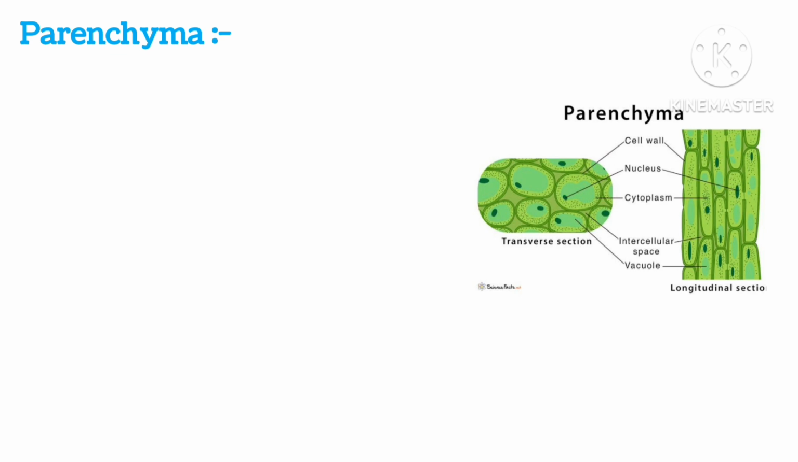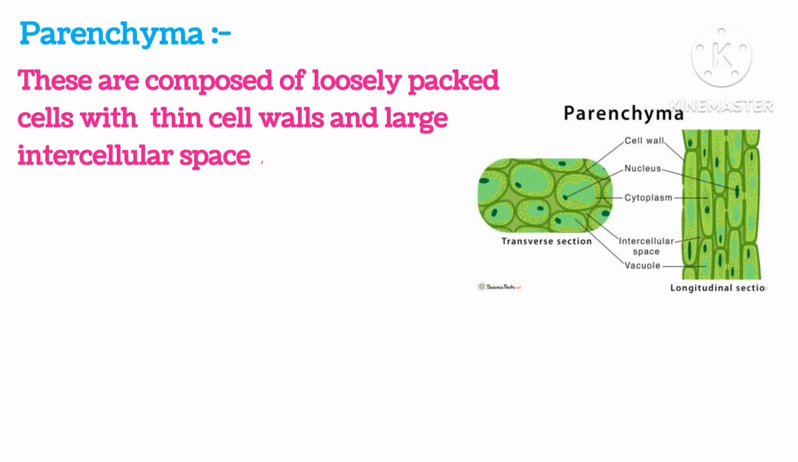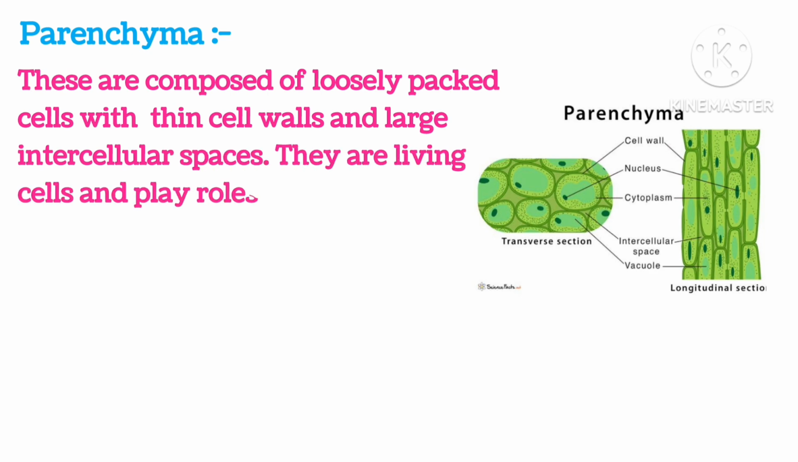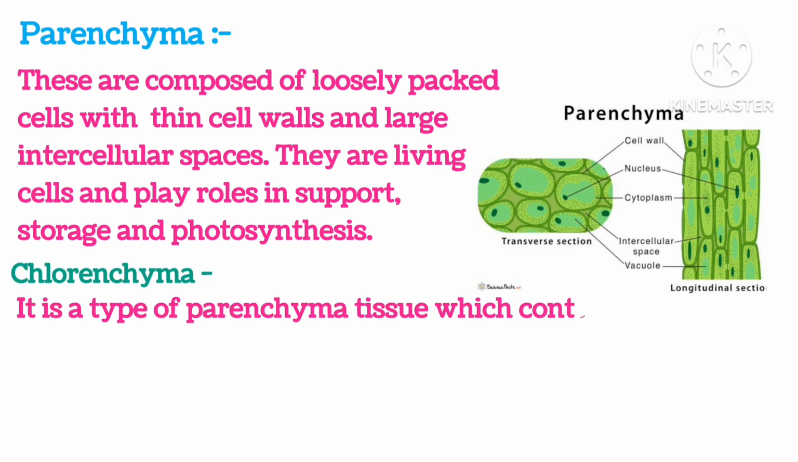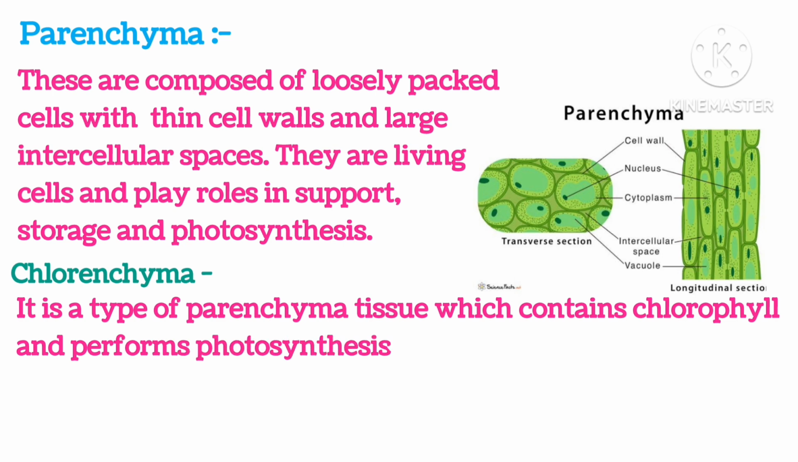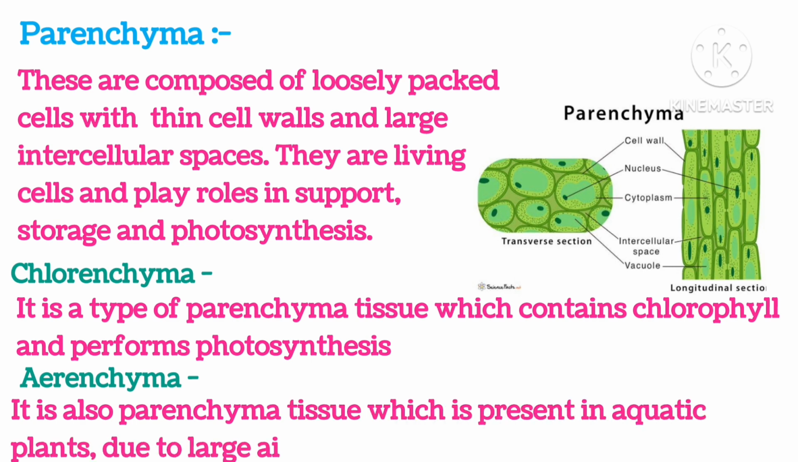Parenchyma. These are composed of loosely packed cells with thin cell walls and large intercellular spaces. They are living cells and play roles in support, storage, and photosynthesis. Chlorenchyma. It is a type of parenchyma tissue which contains chlorophyll and performs photosynthesis. Aerenchyma. It is also a parenchyma tissue which is present in aquatic plants. Due to large air cavities, they help them float.